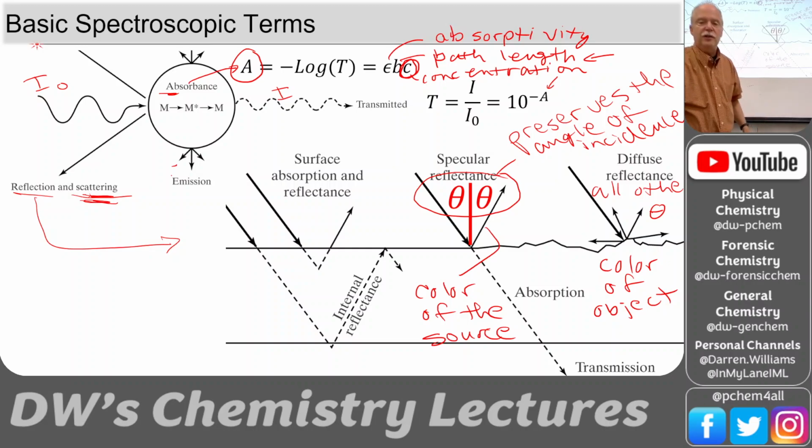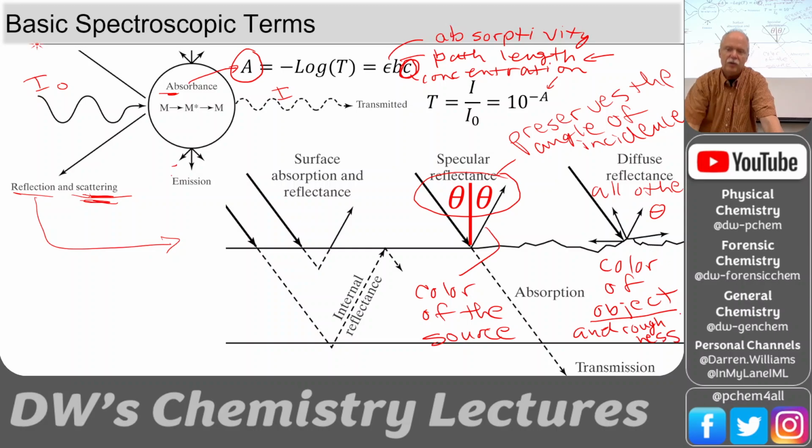So the diffuse reflectance gives the color of the object and roughness. The more rough the surface is, the more diffuse reflectance I have. The more mirror-like or smooth the surface, the more specular reflectance I have. And then total reflectance is the sum of those.